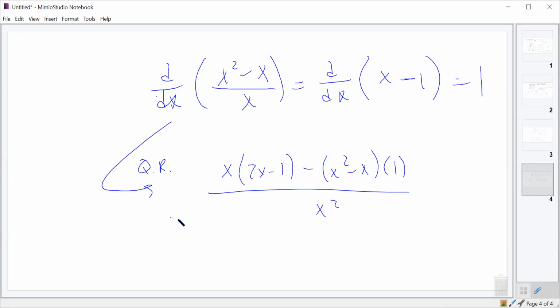But then this just becomes 2x squared minus x squared plus x, when you distribute that minus sign through, all over x squared, which gives you 2x squared minus x squared. Negative x plus x is 0. You get x squared over x squared, which is 1. But in this case, it'd be better to just simplify first and then find the derivative instead of doing the quotient rule, right? That's what I would do.